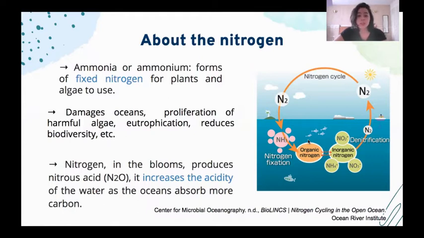Nitrogen is the worst pollutant in the world because it damages the oceans, it causes proliferation of harmful algae, it also causes eutrophication and dead zones in oceans, causing the marine biodiversity to be damaged and unable to defend themselves against disease. Algal blooms consume dissolved oxygen and they contribute to the suffering of marine wildlife, putting it at more risk of toxins and diseases. The Ocean River Institute says that nitrogen in blooms produces nitrous acid, which is a greenhouse gas, and it increases the acidity of water, and the oceans absorb more carbon like that.